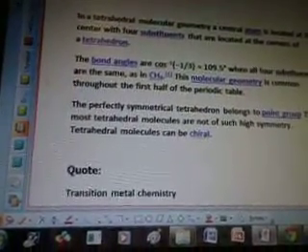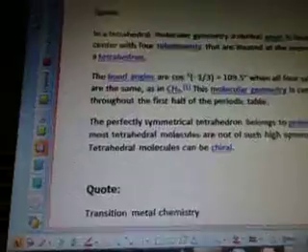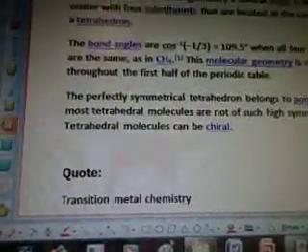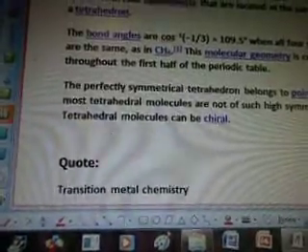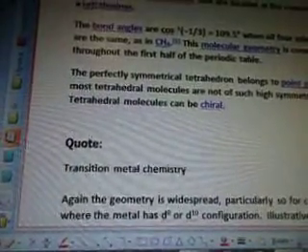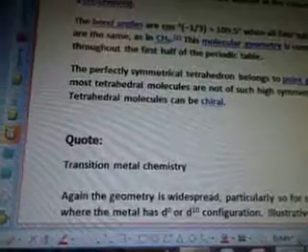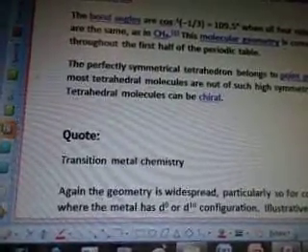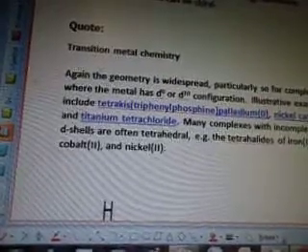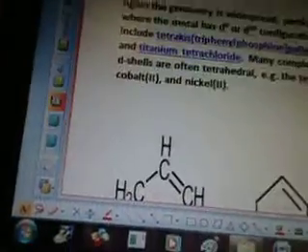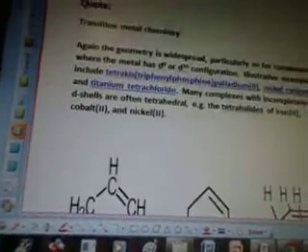When all four substituents are the same, as in CH4, this molecular geometry is common throughout the first half of the periodic table. The perfectly symmetrical tetrahedron belongs to point group Td, but most tetrahedral molecules are not of such high symmetry. Tetrahedral molecules can be chiral. Quote, transition metal chemistry. Again, this is from Wiki. Again, the geometry is widespread, particularly so for complexes where the metal has a d0 or d10 configuration.